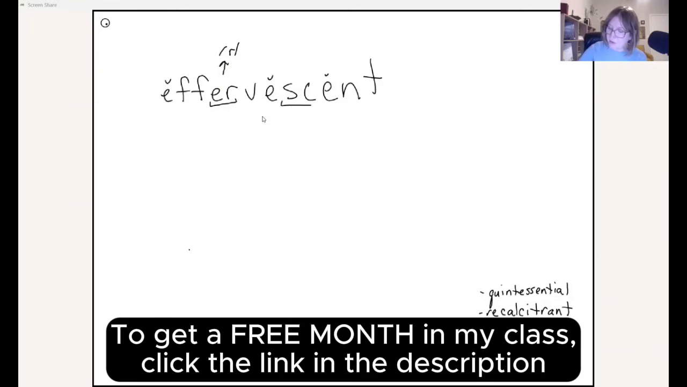This SC, if you'll notice this C, it's making its soft sound. Because why? There's an E, I, or Y after it. Now this SC, since they're both making the same sound, they're only going to get one dot because those two sounds are going to combine. So go ahead and try to read this word.